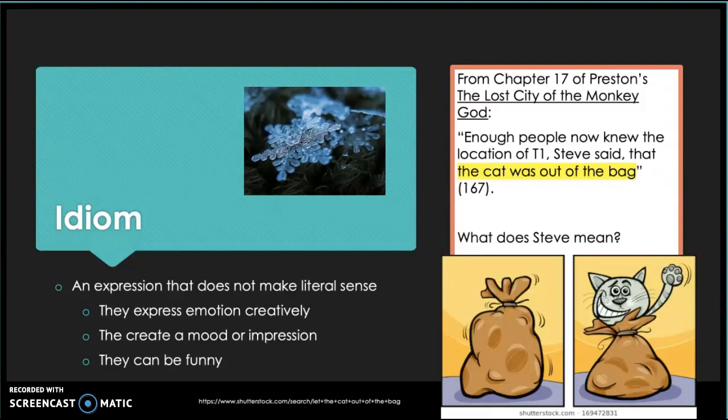So Preston in chapter 17 says, "Enough people knew the location of T1, Steve said, that the cat was out of the bag." So I actually have used this, right? Don't let the cat out of the bag. What does he mean by that? Have you heard that expression? Don't let the cat out of the bag. It just means that you don't want to let on the secret. It's a secret. So if you don't let the cat out of the bag, that means you're keeping a secret. But if you do let the cat out of the bag, that means you told the secret.